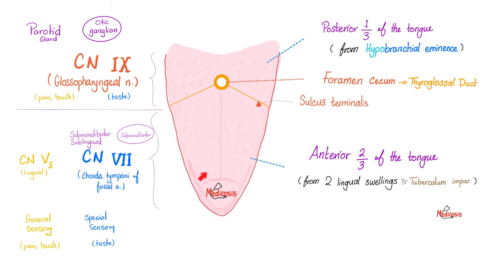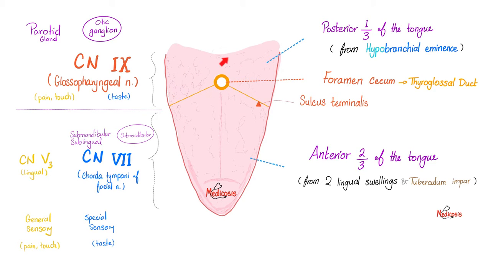Back to neuro. The anterior 2/3 of the tongue is supplied by the chorda tympani branch of the facial nerve if we're talking about taste sensation. The anterior 2/3 of your tongue is supplied by the lingual branch of the mandibular nerve if we're talking about general sensation, not taste, but pain and touch sensation to the anterior 2/3 of the tongue.